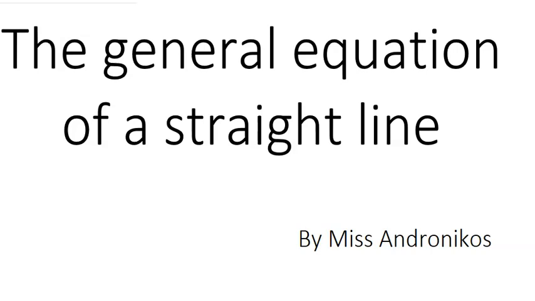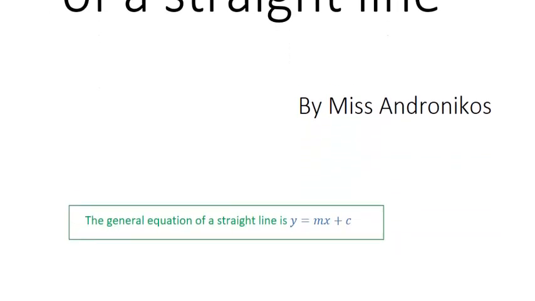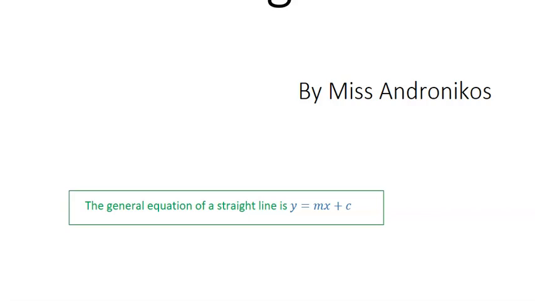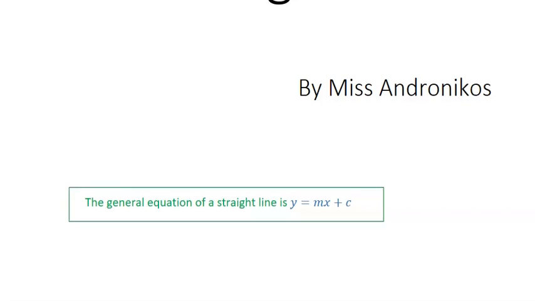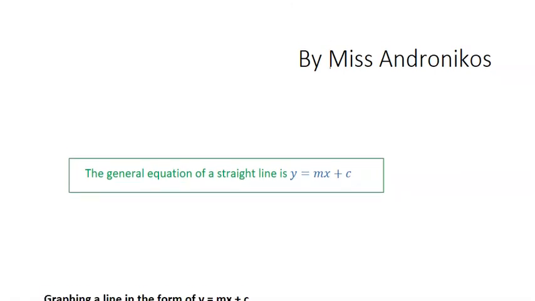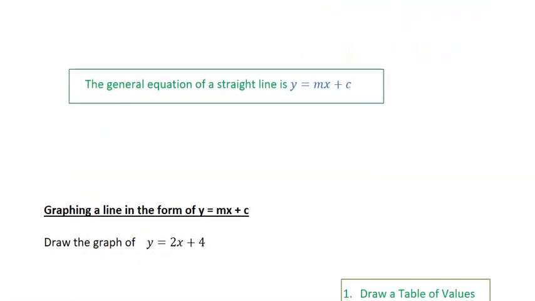Hi everyone, Miss Andronicus here, and today we are looking at the general equation of a straight line. That very simply answered is this. The general equation of a straight line is y equals mx plus c. Now, just like the ax plus by equals c type of equation, y still pertains to the y-axis, x is the x-axis. Okay, I'll explain a little bit more about m and c in a moment.